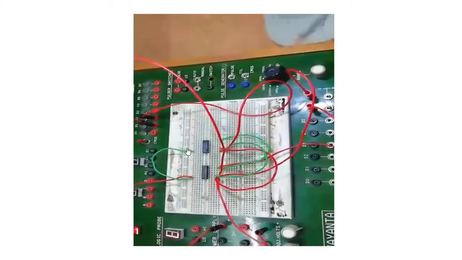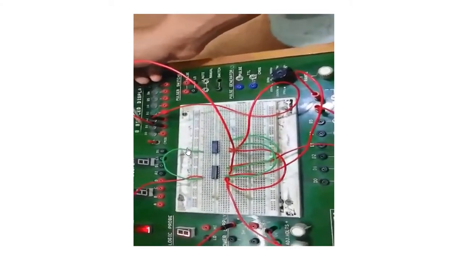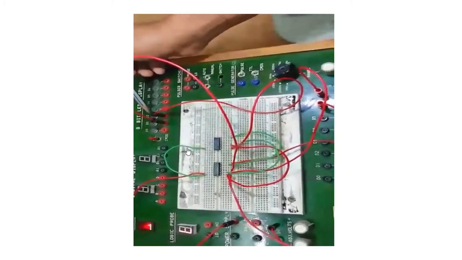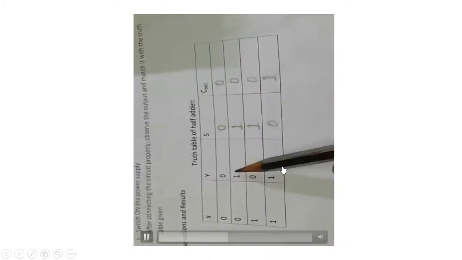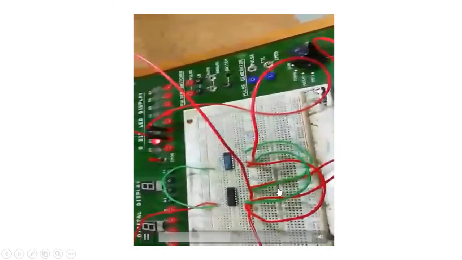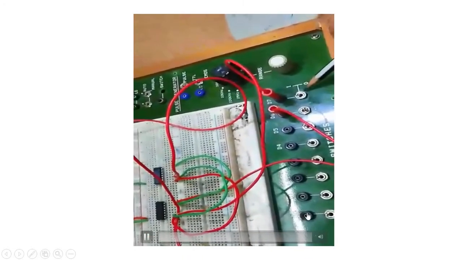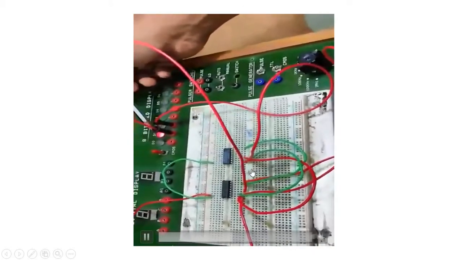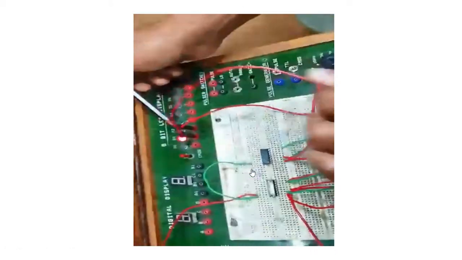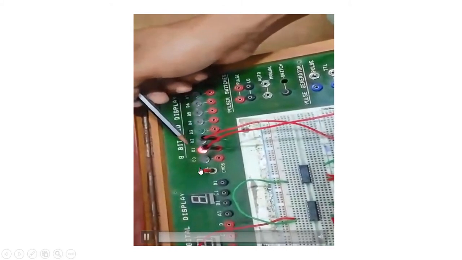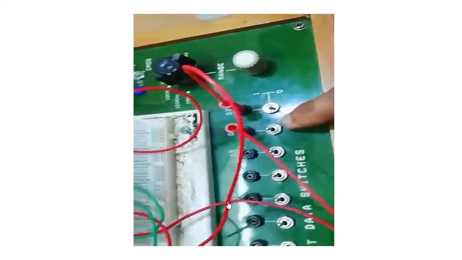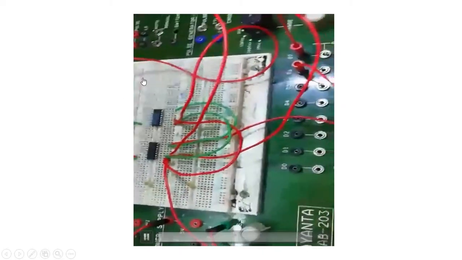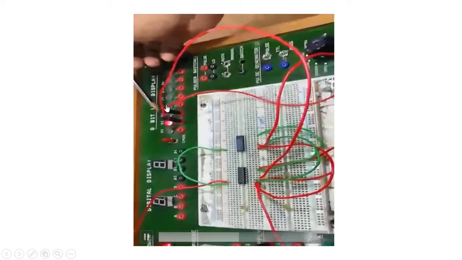This is the circuit. These are the outputs. This is for sum and this is for carry. So for 0 0 both are 0. When we give 0 1, the sum is glowing. For 1 0, for that also the sum is glowing, carry is off.